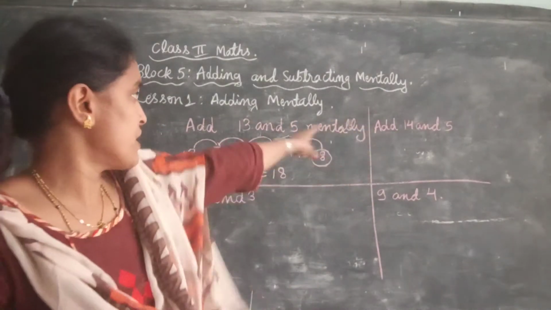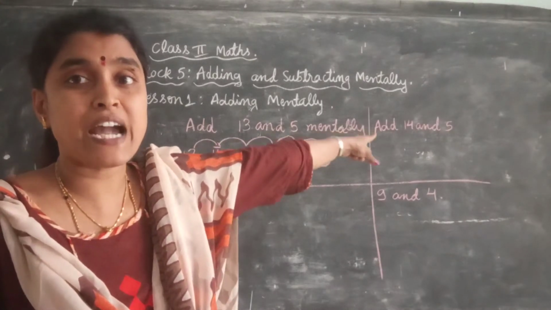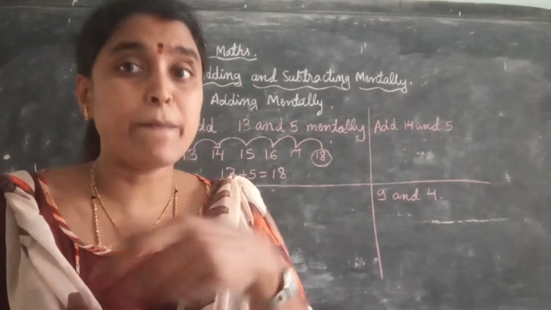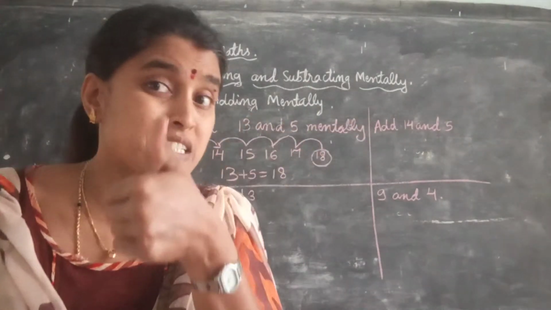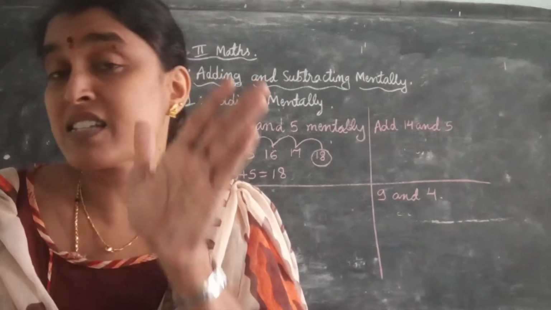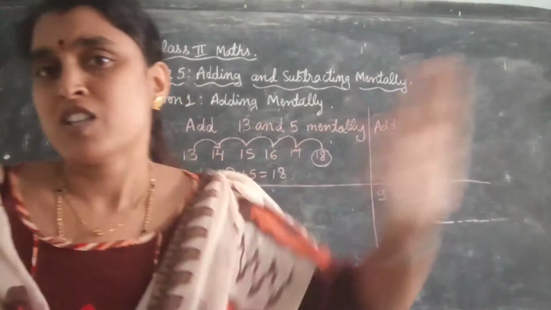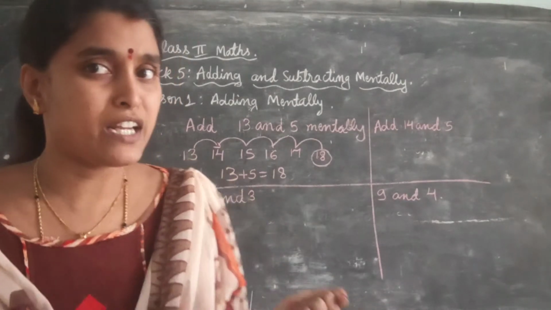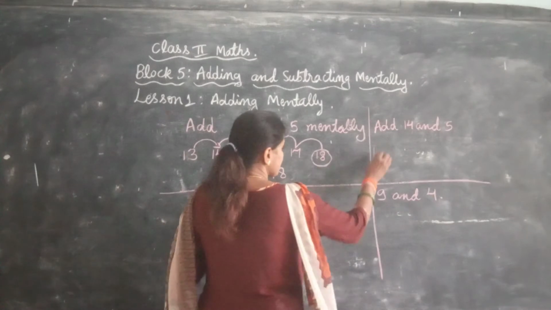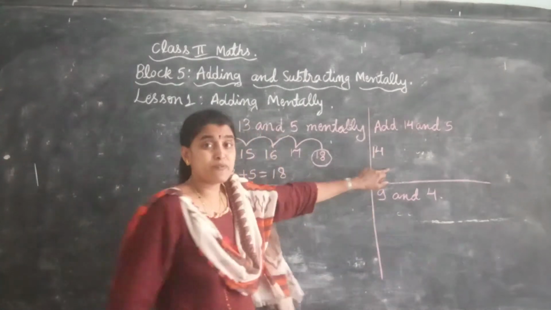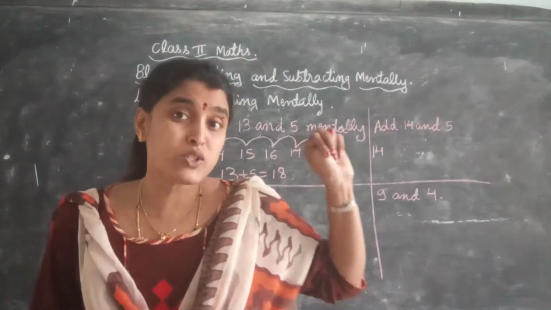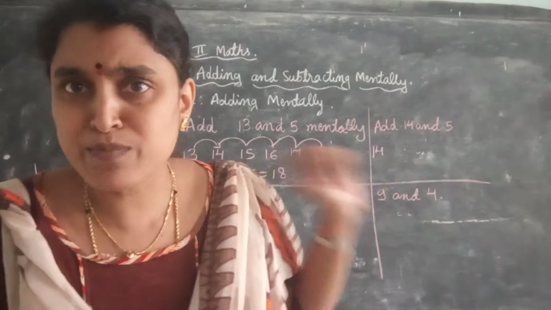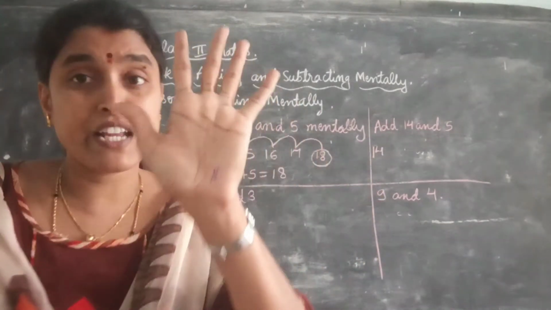Now see the next question. Add 14 and 5 mentally. We need to add the numbers 14 and 5 mentally by counting forward. What is our step number 1? Step number 1 is start from the bigger number. Among those two, which is the bigger number, children? We all know that 14 is the bigger number. So start from 14. I am starting from 14. And our step number 2 is count forward as many times as the smaller number. What is the smaller number there? The smaller number is 5.